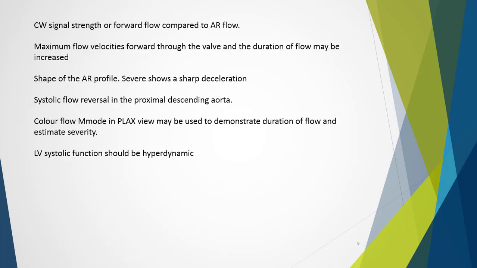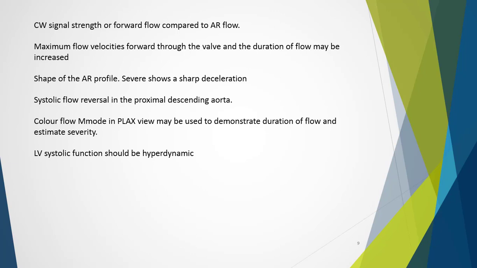Continuous wave signal strength of forward flow compared to aortic regurgitant flow is important. When the signals are of similar intensity, then we must consider that the regurgitation is significant. Maximum flow velocity is through the valve, and the duration of flow may be increased when the aortic regurgitation is significant, as normal stroke volume with the addition of the regurgitant volume must be pushed through the valve.